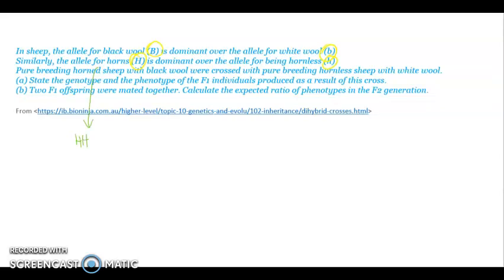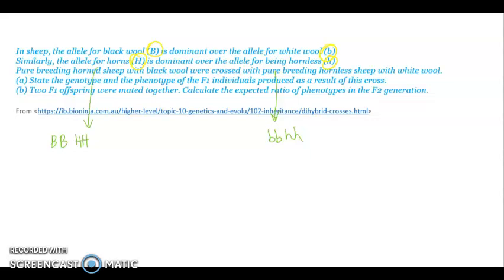So it's a black sheep, so it's going to be big B, because it's going to be the same. It could be this one, it would have the same phenotype because this is still going to express the dominant trait. But we have this big B, homozygous dominant trait because it says pure breeding. Next we look at this one. This sheep is pure breeding hornless and white, so that's little b, little b, big H, big H, little h, little h. So those are going to be the genotypes of the parent organisms.